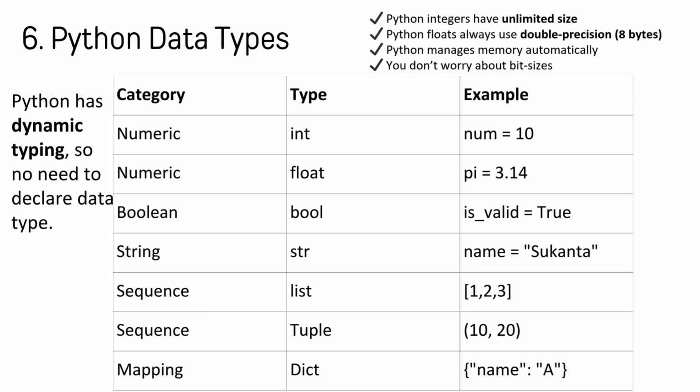Sequences store collections of items in order. A list is a mutable ordered collection, for example my_list = [1, 2, 3] within square brackets. Tuple is an immutable ordered collection like my_tuple = (1, 2, 3) within round brackets. Range is an immutable sequence of numbers such as range from 0 to 5. And str stores text like name = "Shukanto" within double quotation marks.